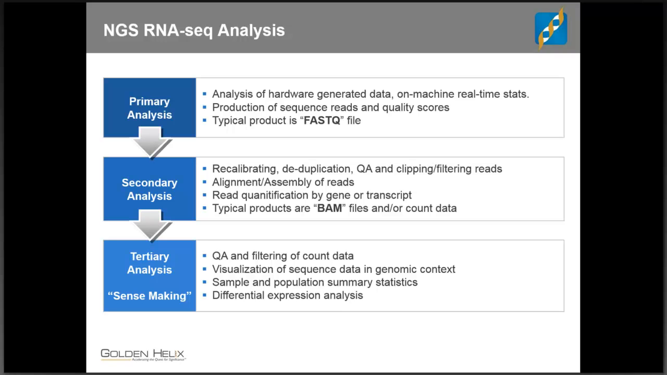The secondary analysis step is recalibrating, decoupling, quality assurance, and clipping and filtering of the sequence reads. Also alignment and assembly of the reads. This can also include read quantification by gene or transcript, and the typical end product is a BAM file and/or count data. And just as a side note, some desktop sequencers often have secondary analysis bundled with them, such as the MiSeq or Proton.